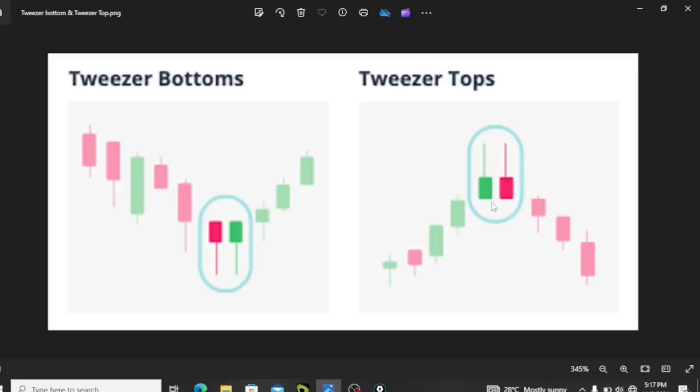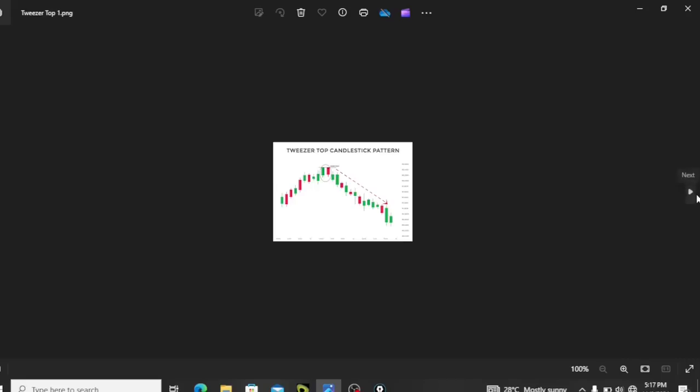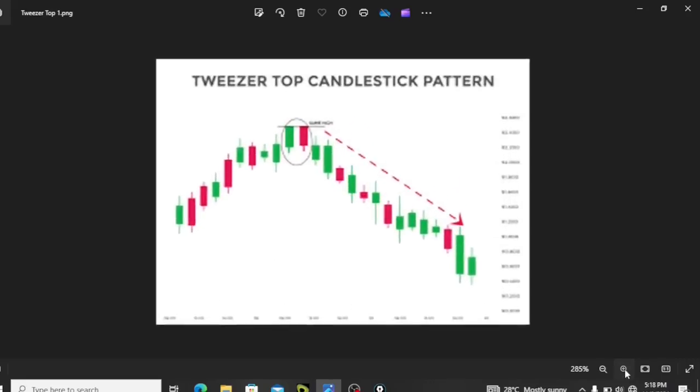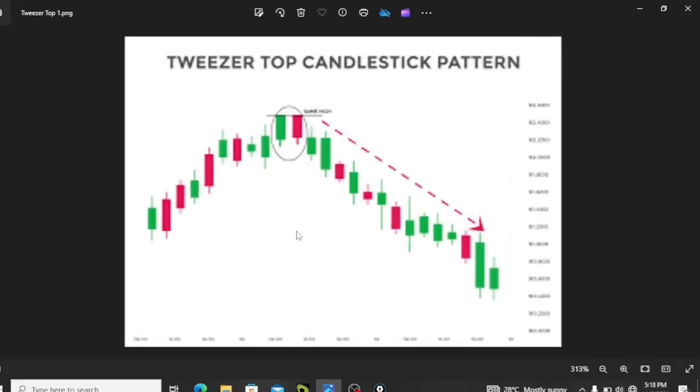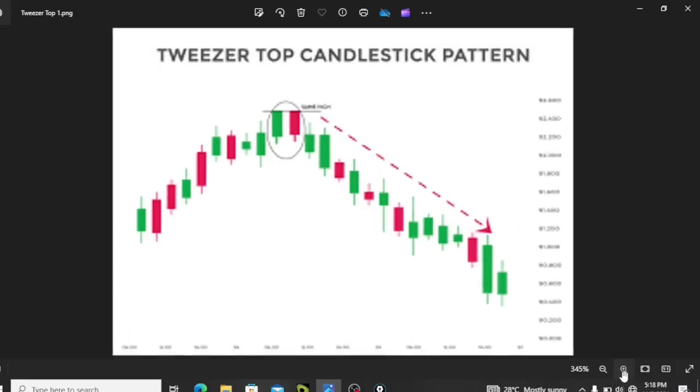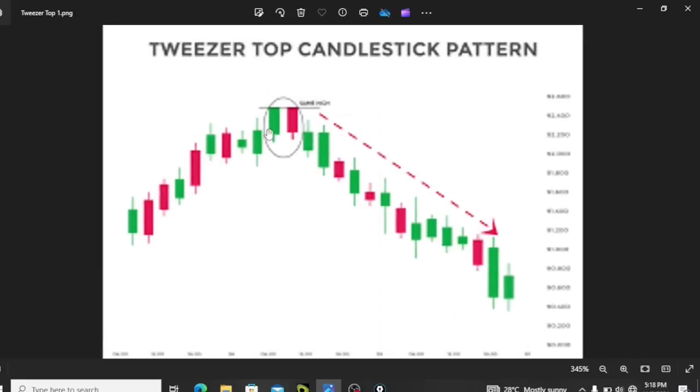Let's see another example so that I want you to be able to identify a tweezer top wherever you see it. This one now is different from the first one we saw. This one has equal bodies. There's not much wick, just a small wick. So initially the candles were moving towards the upside. All of a sudden, there's an appearance of a tweezer top.